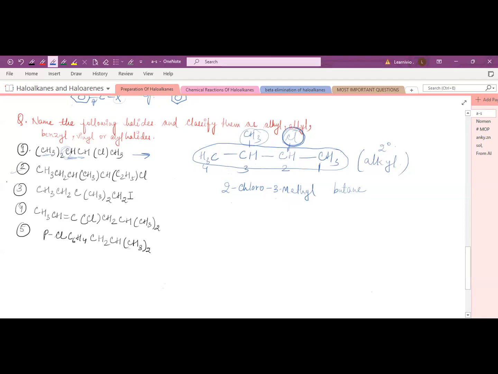Quickly draw the second one as a structure. That's very simple. Yes, one second.